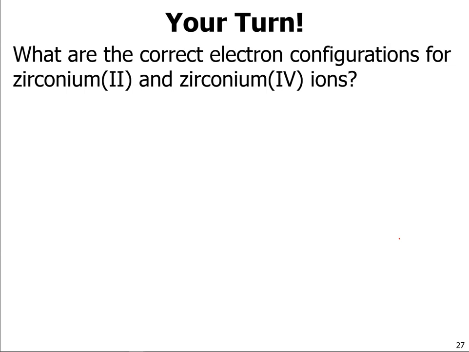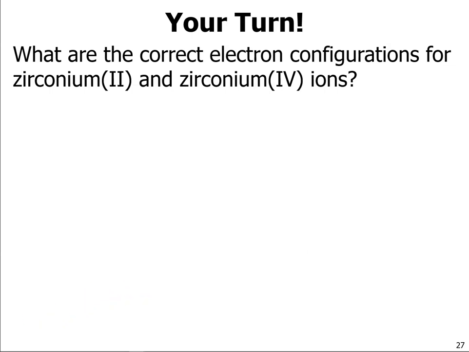Now I'd like you to try this out with the electron configurations for zirconium 2 and zirconium 4. Remember, when we talk about metals, if they have Roman numerals behind them, that gives us a hint as to the charge state of those metals. So use this to write out the electron configuration based on that. Remember, if it's a positive 2 charge or a positive 4 charge, that means it lost that number of electrons. So take some time to do this, post your answers in the Blackboard space, and then we'll move on to the next step here.